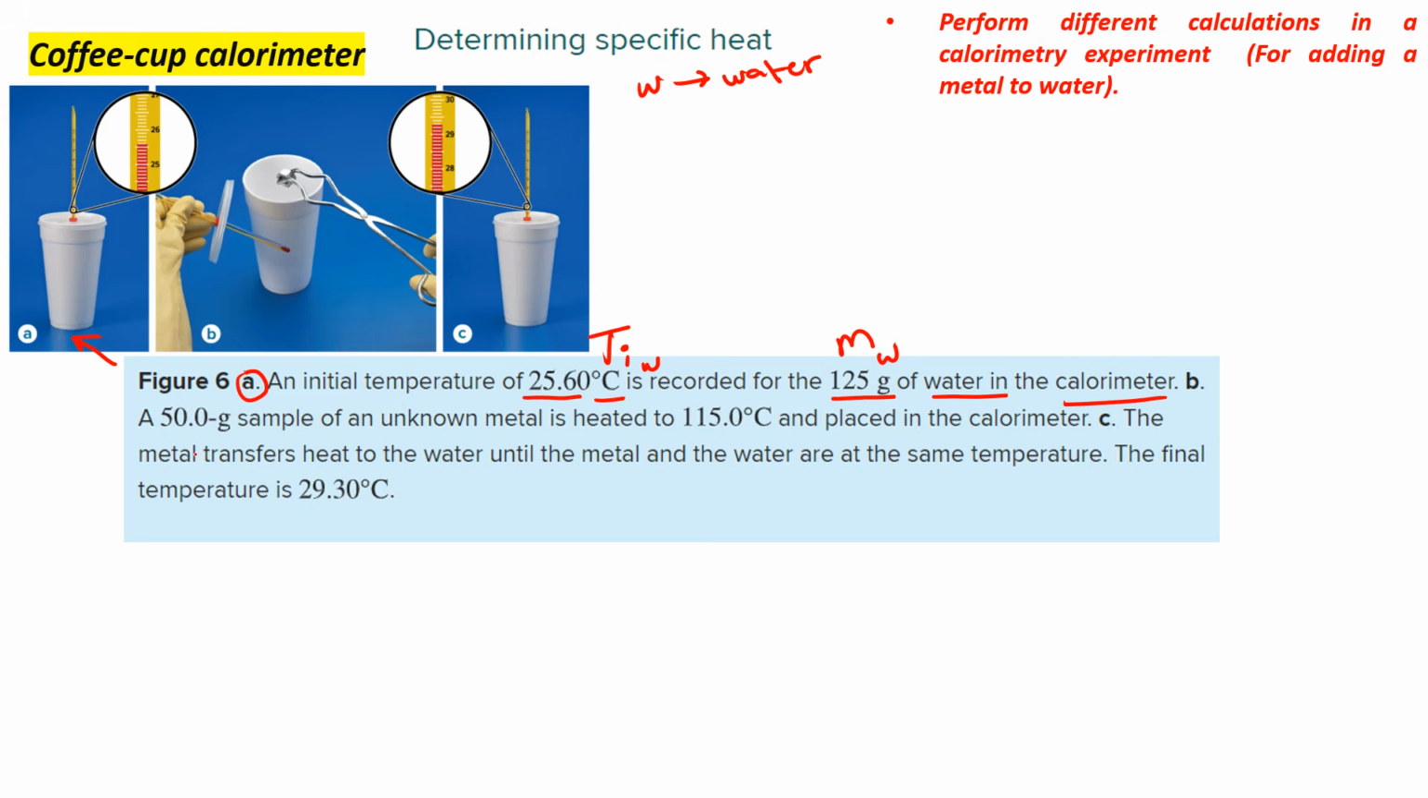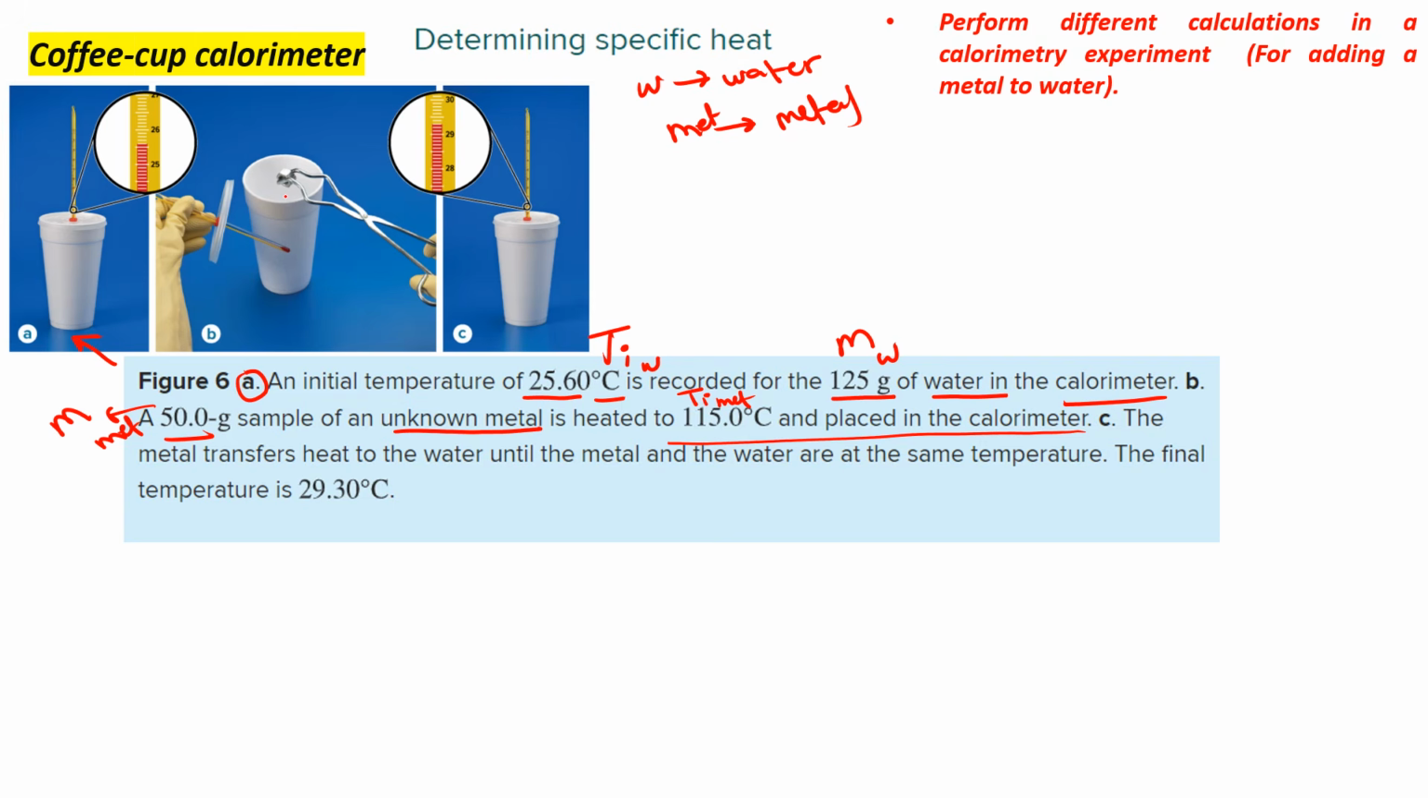In B, a 50 gram sample of an unknown metal. So this is the mass of the metal, M met, for metal. The unknown metal is heated to 115 and placed in the calorimeter. So this is the initial temperature of the metal. I have just put it inside, so this is its initial temperature.